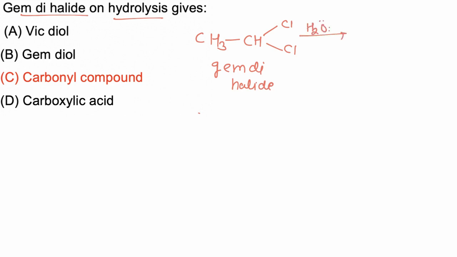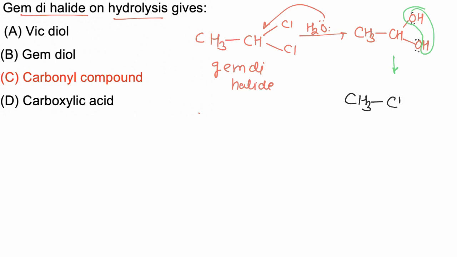Now water will act as nucleophile and replace Cl, so it will convert it to CH3CH(OH)2. Now if two OH groups are attached on the same carbon, due to lone pair repulsion, this will be unstable and one water molecule will be eliminated, and after removal of the water molecule it will be converted to CH3CHO, an aldehyde. So a carbonyl compound is formed when gem dihalide is hydrolyzed.